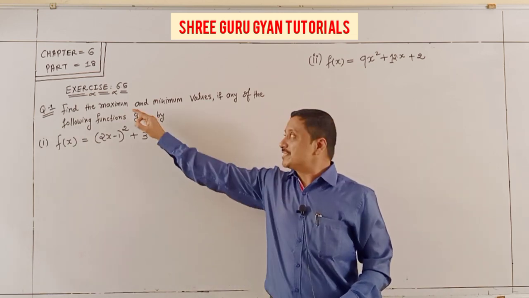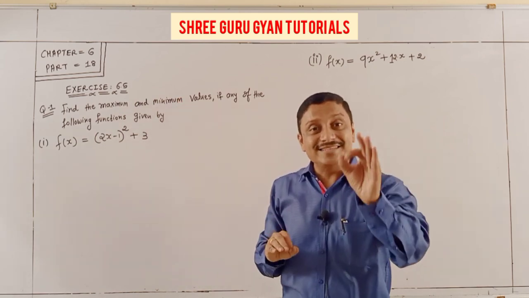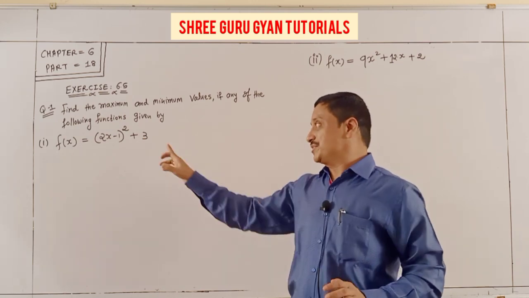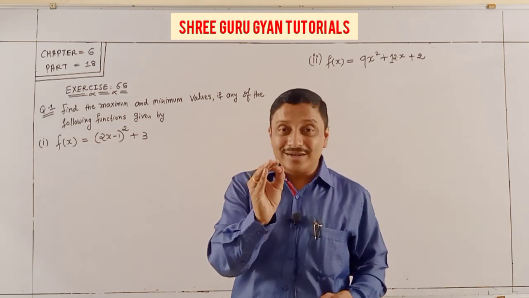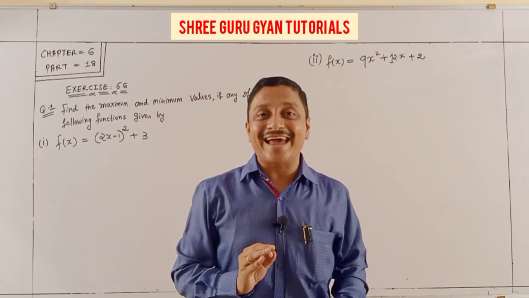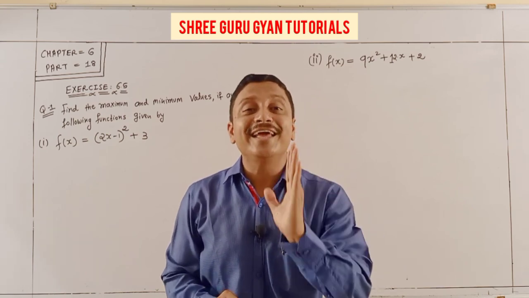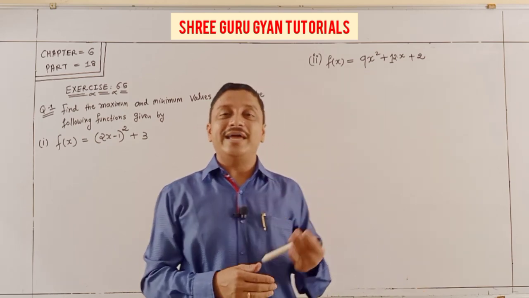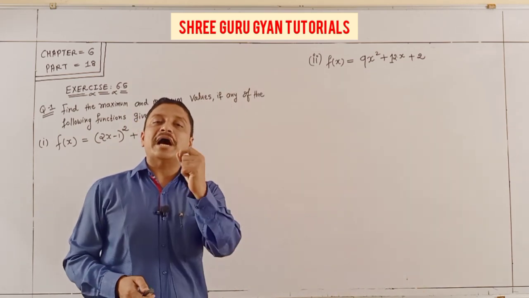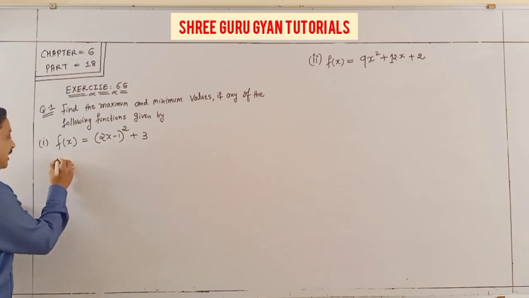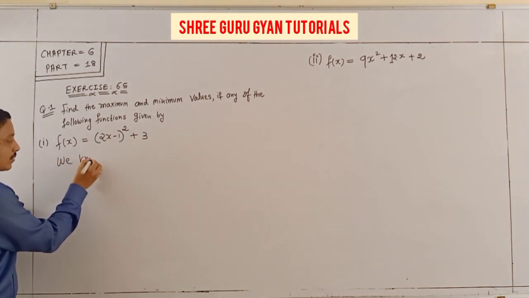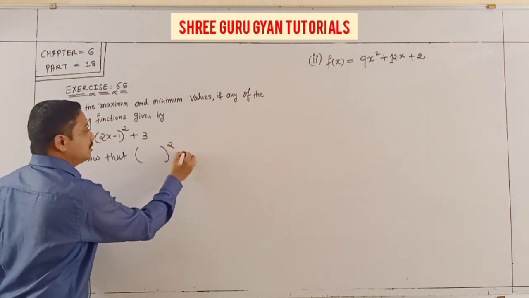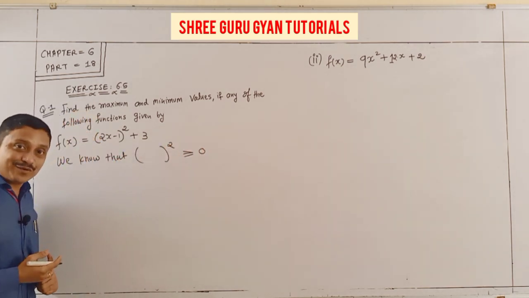Find the maximum and minimum value, if they exist, for the first question: (2x minus 1) whole square plus 3. Students, a whole square value is always non-negative, either 0 or positive. So I do not apply a derivative, I apply a direct method. We know that every whole square value is greater than or equal to 0.